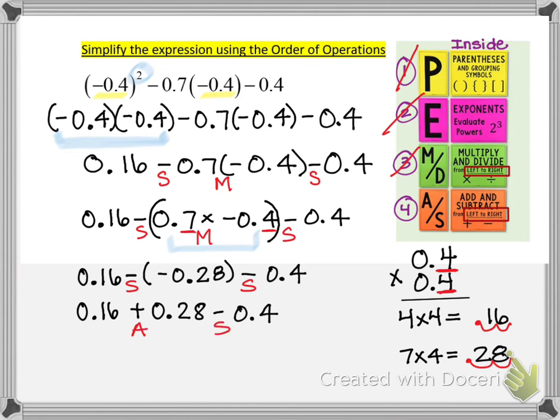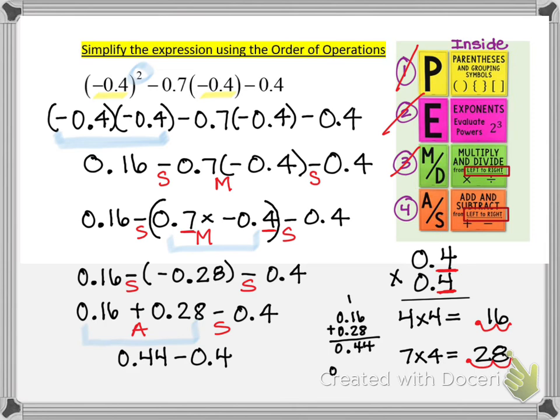So now I have addition and subtraction, and I will perform those operations in order from left to right. So first I'm going to add 0.16 plus 0.28. And after I do the addition, that gives me 0.44. So I have 0.44 minus 0.4.